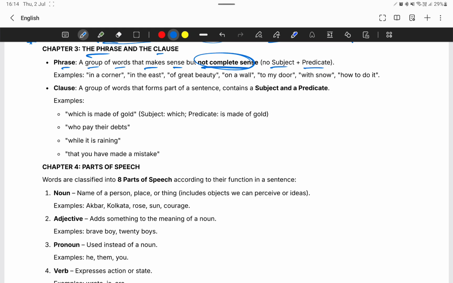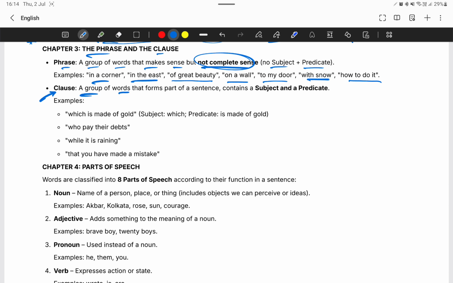Like in a corner. So the predicate is here, but there's no subject. In the east, again no subject. Of great beauty, no subject. On a wall, no subject. To my door, no subject. With snow, there is no subject. So we don't have a subject plus predicate. Then it makes sense but not complete sense. Then it's called a phrase. What is the difference with a clause?